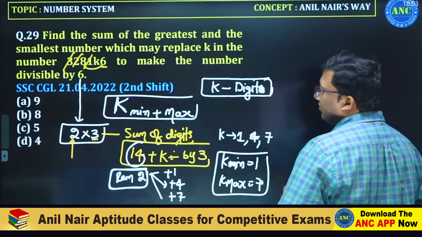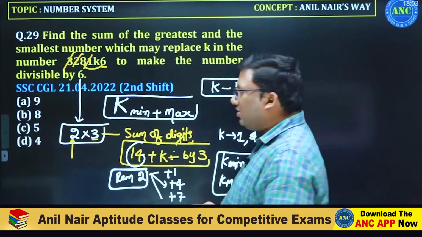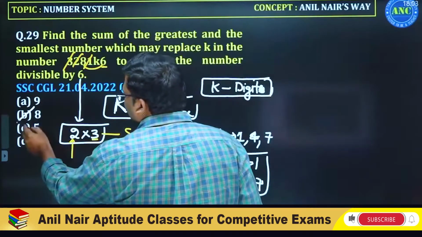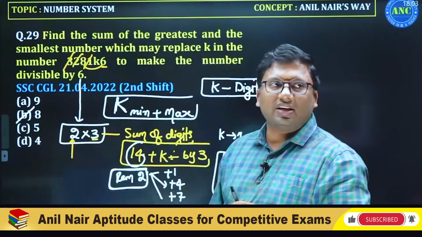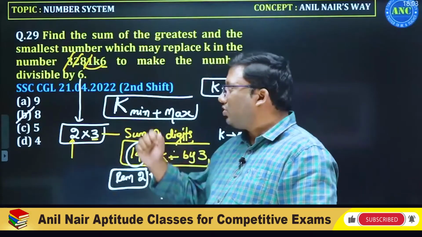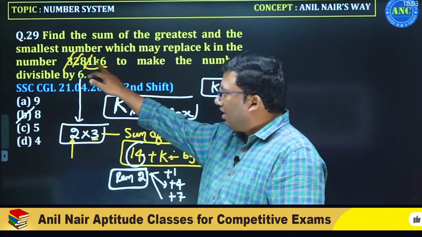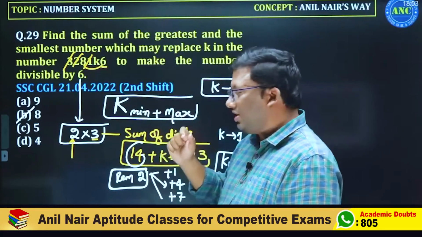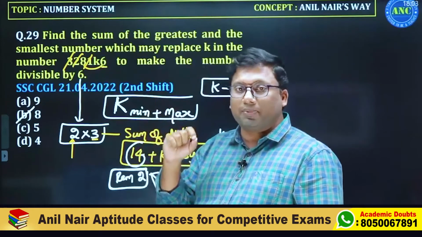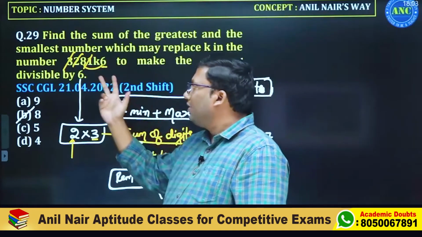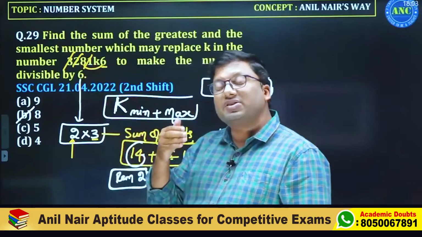So 1 plus 7, what will be the answer? 8. Very interesting question. There is a digit value that is missing, but there is a condition imposed on the question: this number should be divisible by 6.